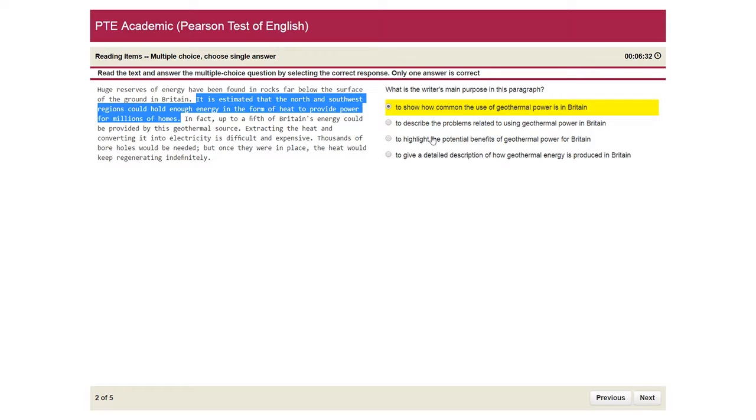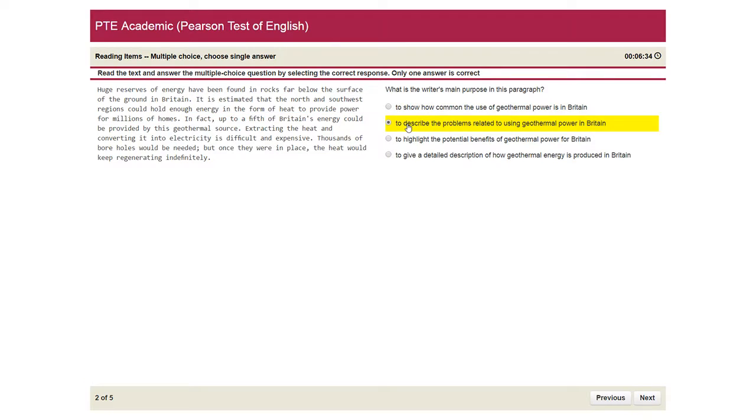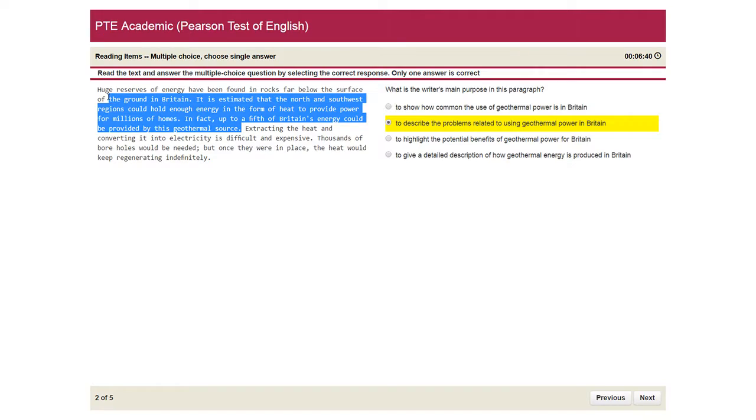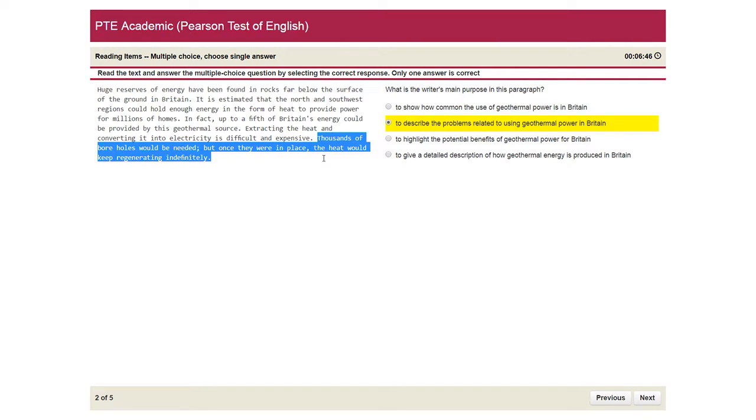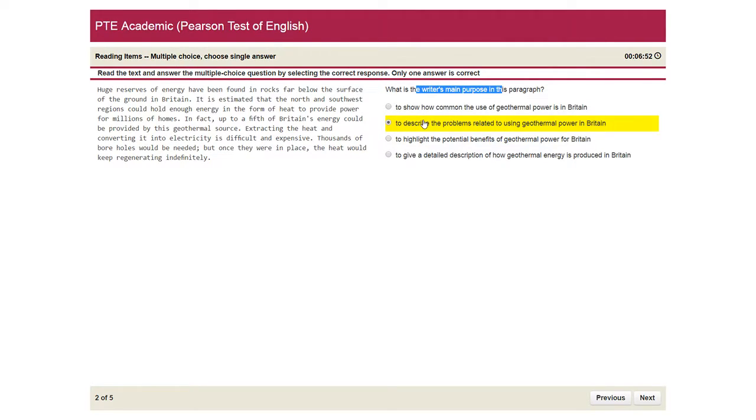Now the second option is, to describe the problem with geothermal power. As I've said before, only one sentence covers the problem, three sentences talk about the power, and one sentence talks about the solution to the problem. So this should not be the right purpose, because it only describes the problem just once. So this should not fit.